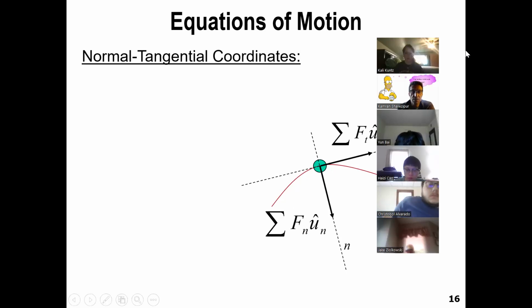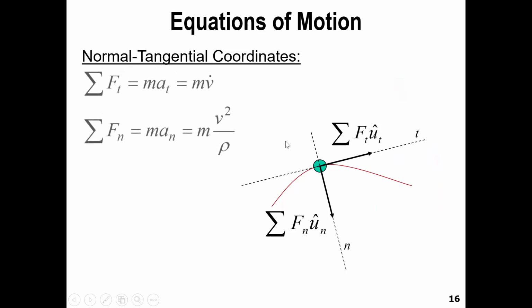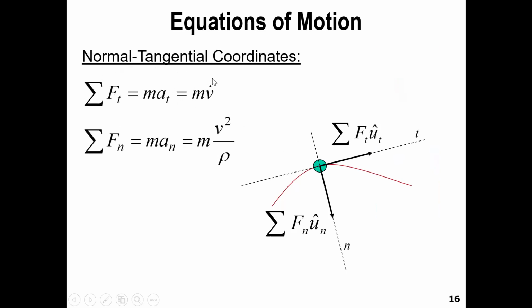Similar to the XYZ we just did, right? If you do that, you get your equations. Summation of forces in T is m a_T, which is m V dot. Summation of forces in N is m a_N, which is m V squared over rho. And that's it. Remember, these are the positive directions. And usually when a particle moves on a path, there's a normal force always in the normal direction, obviously.